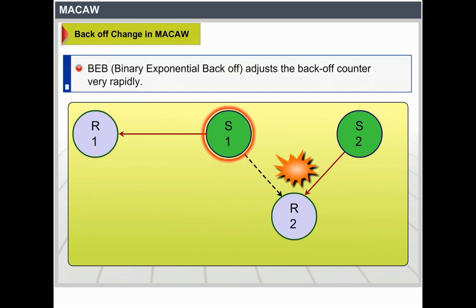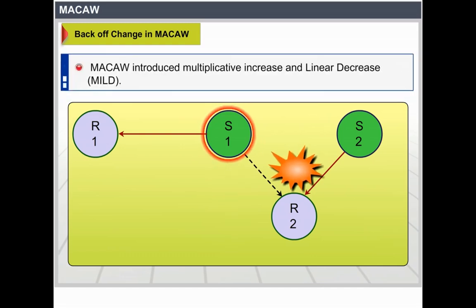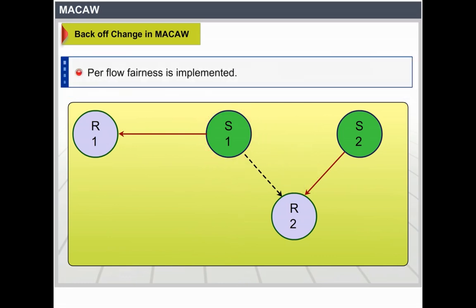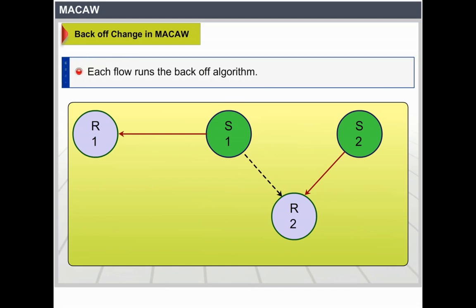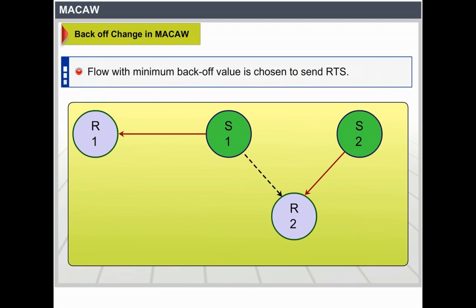BEB, binary exponential backoff, adjusts the backoff counter very rapidly. MACAW introduced multiplicative increase and linear decrease, MILD. Per flow fairness is implemented. Each flow runs the backoff algorithm. The flow with the minimum backoff value is chosen to send RTS.